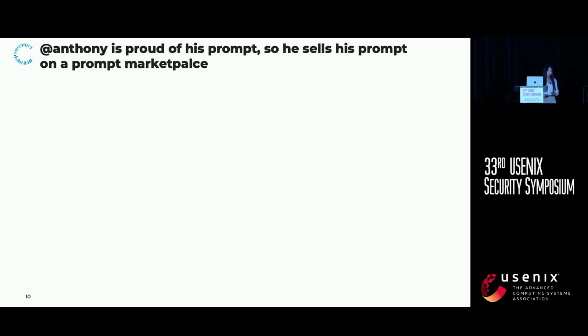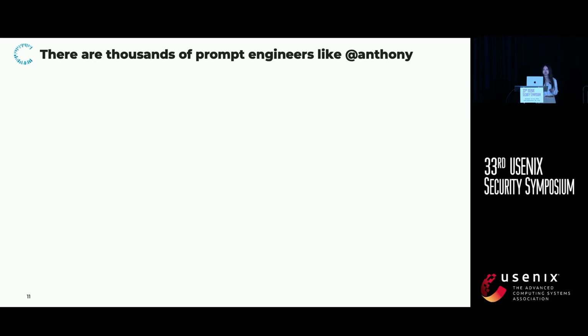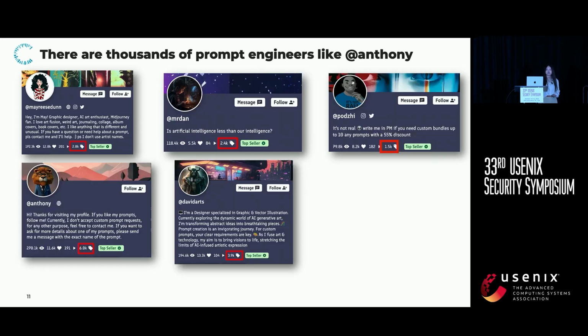So Anthony is actually so proud of his prompt, and as a prompt engineer, he sells his prompt on the prompt marketplace. So this is the selling page for the prompt. You can find the introduction, the price, the images generated by this prompt, and many other information. So Anthony asked $2.99 for this prompt, and he has already sold out 6,000 prompts. So in other words, this prompt has brought Anthony $18,000 income. And Anthony's story is far from unique.